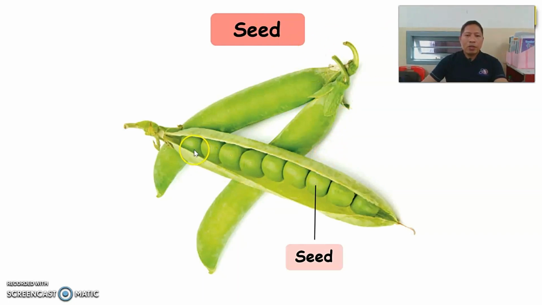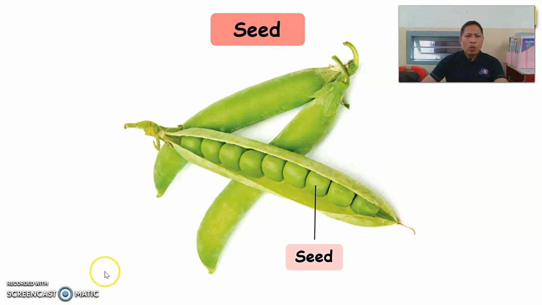Look closely, there are lots of seeds in this plant. We have 1, 2, 3, 4, 5, 6, 7, 8, 9. 9 seeds in every fruit of this kind. There are 9 seeds or more. It all depends on the kind of fruit. But in this example in this video, we have only 9 seeds in every fruit. Okay?